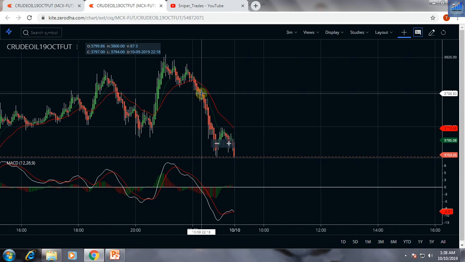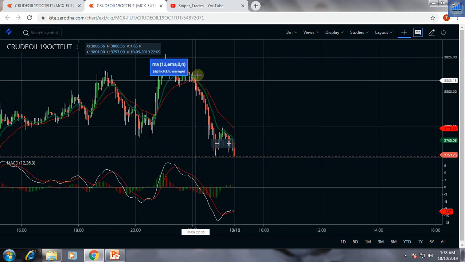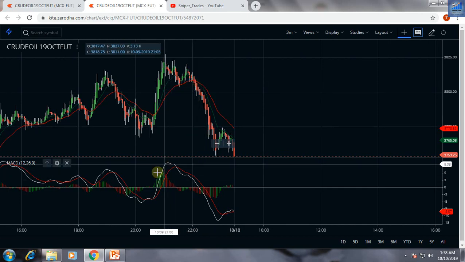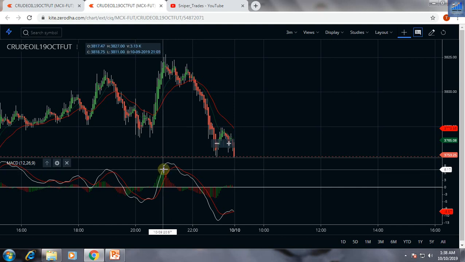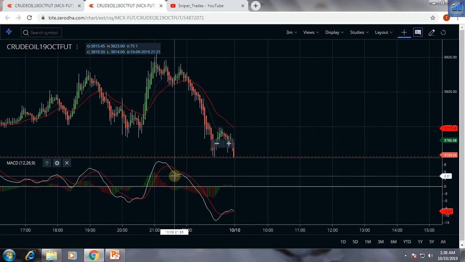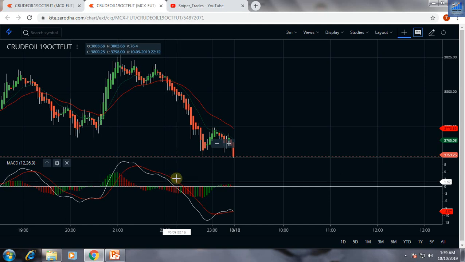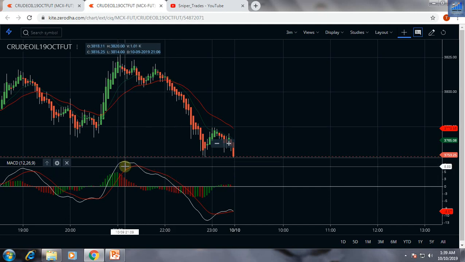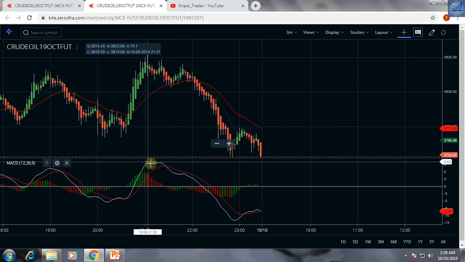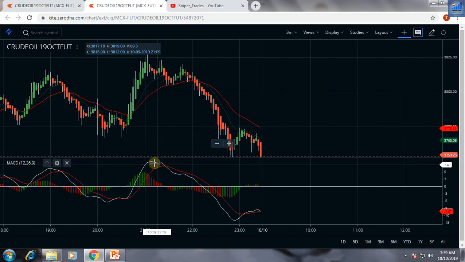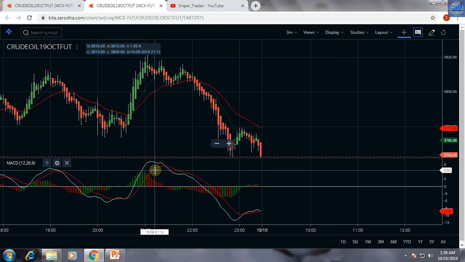So MACD has automated all these crossovers and calculations in this single line, that is the white line, the MACD line. And now this red line is nothing but the signal line. The signal line is calculated as the 9 period exponential moving average of this white line. So after calculating this white line, it will take the 9 period exponential moving average of the white line itself, that is this red line.